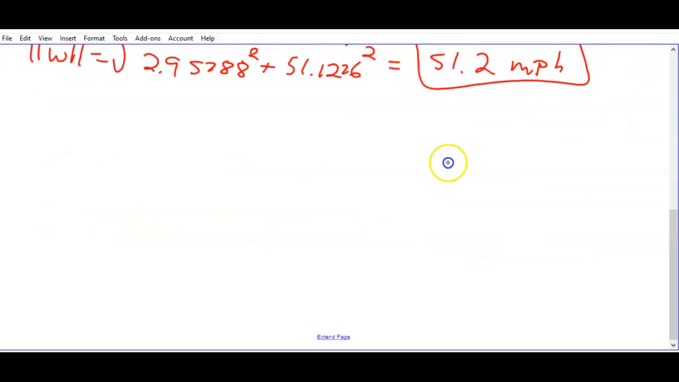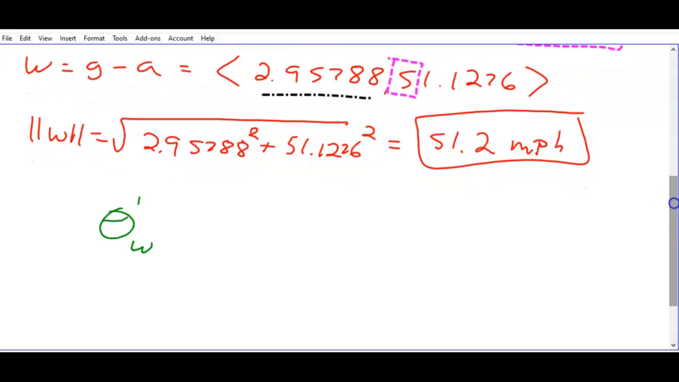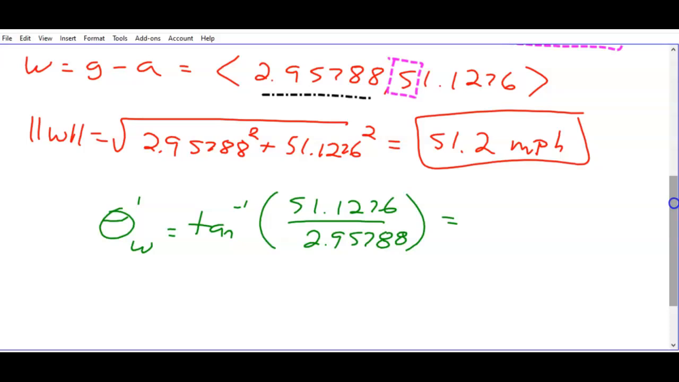Theta prime of W, inverse tangent, y over x. Y is 51.1276, let's copy it correctly, over 2.95788. Theta prime, 86.689. Did I copy that correctly? I hope so. Is that our answer?